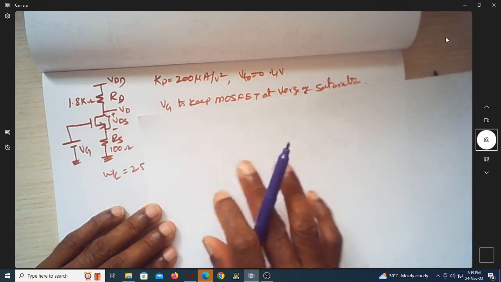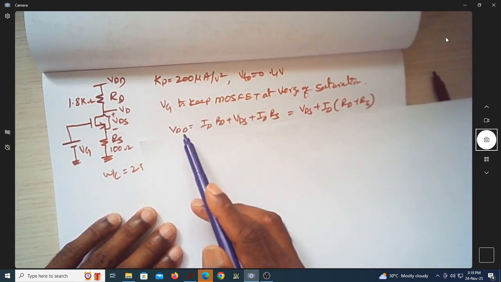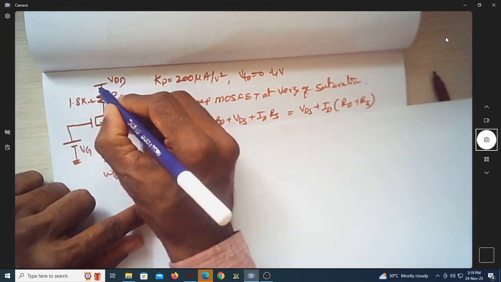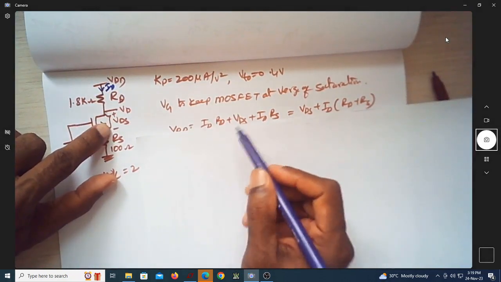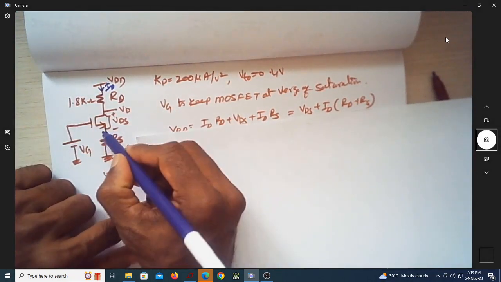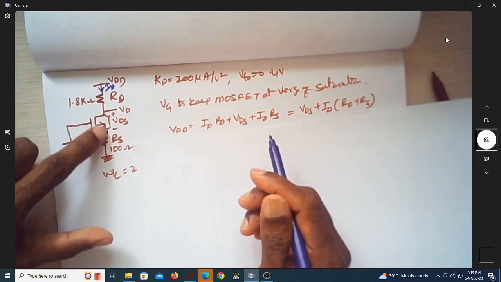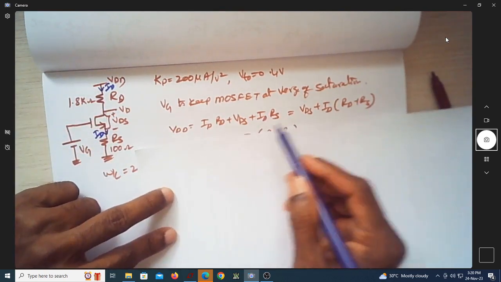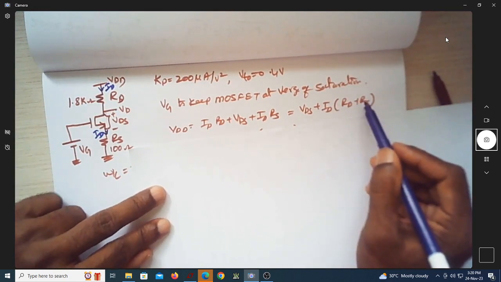So if you write the KVL expression here, applied voltage VDD is equal to ID into RD, that is this drop, because this is the current ID flowing here, plus VDS, and the same ID current flows here also, because there is no path other than this, so it has to go around here. It has to go through RD as well as RS. I'm rewriting this expression as VDS plus ID into (RD plus RS).